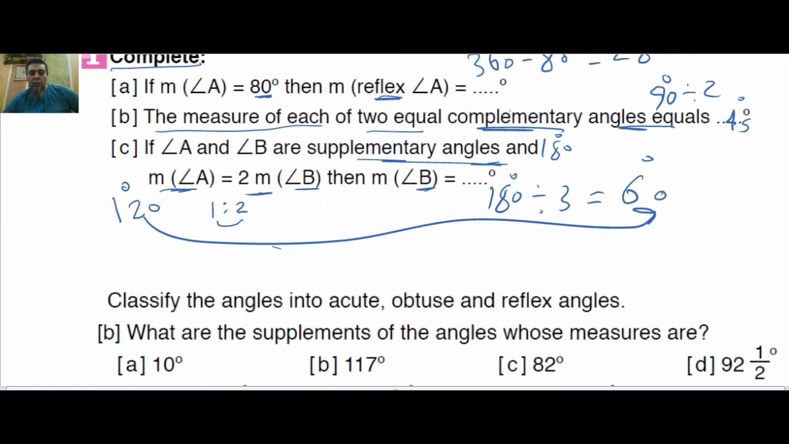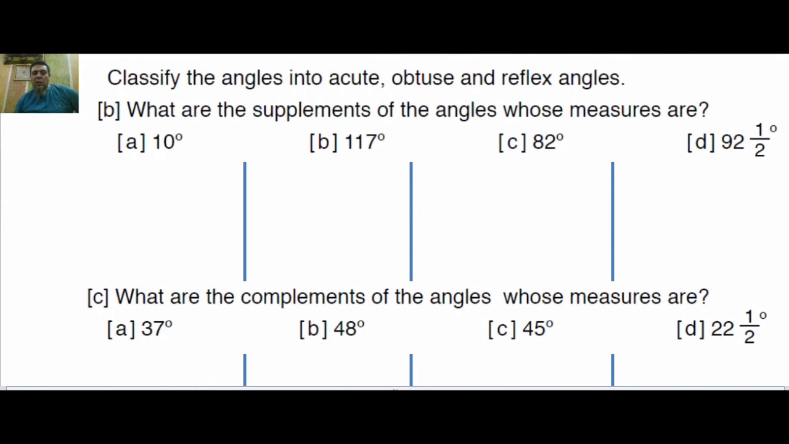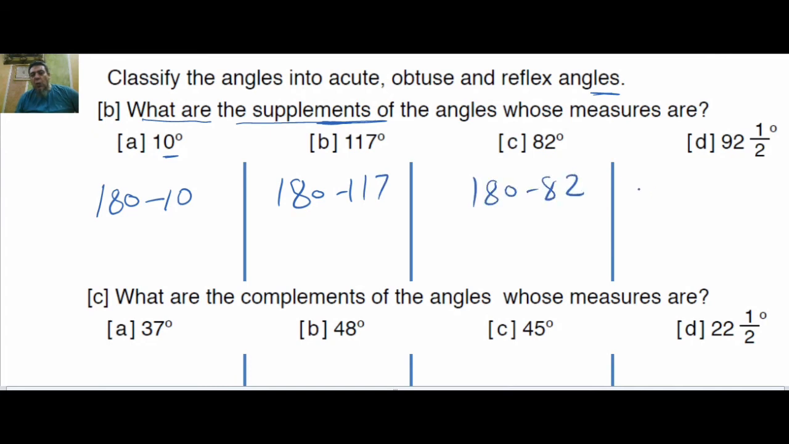Second, classify the angle into acute, obtuse or reflex angle. What's the meaning of supplement? Supplement: 180 minus 10, 180 minus 170, 180 minus 82, 180 minus 92 and a half.